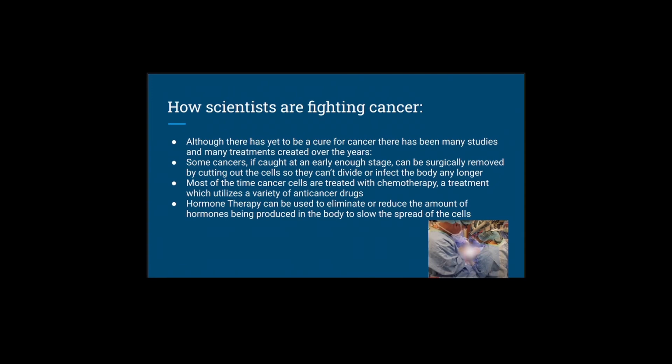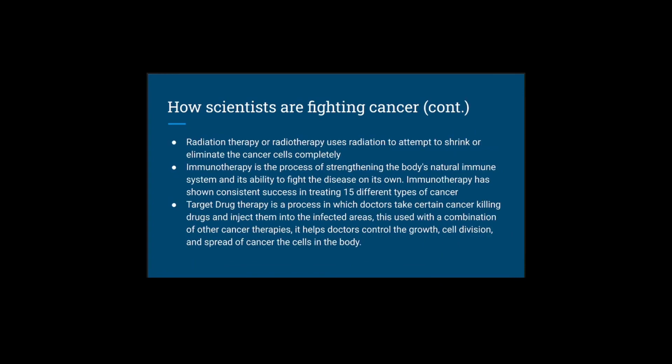Most of the time, cancer cells are treated with chemotherapy, a treatment which utilizes a variety of anti-cancer drugs. Hormone therapy can be used to eliminate or reduce the amount of hormones being produced in the body to slow the spread of the cells. Radiation therapy, or radiotherapy, uses radiation to attempt to shrink or eliminate the cancer cells completely.